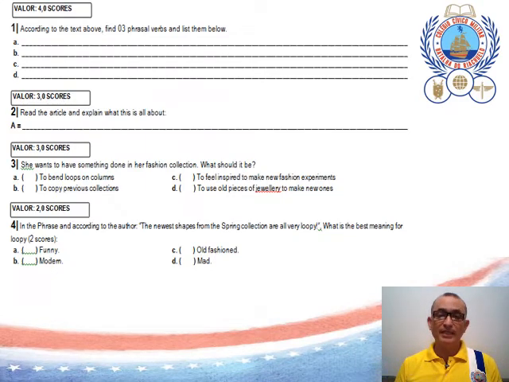O que, que seria loop nessa condição aqui? Eu não posso falar o que, que é o loop aqui, mas vocês têm que entender, né? Loop é meio assim, out of the way, vamos dizer assim. What's the best meaning for it? Qual é o melhor significado para isso? Vamos dizer aqui, ó, funny seria divertido, engraçado. Modern seria moderno. A gente tem old fashioned. Old fashioned é aquela coisa que passou, é moda antiga, é uma moda que está ultrapassada, né? Mad é louco, doido, né? Ok? Então, o que, que seria overloop? What's the meaning for overloop? Ok?